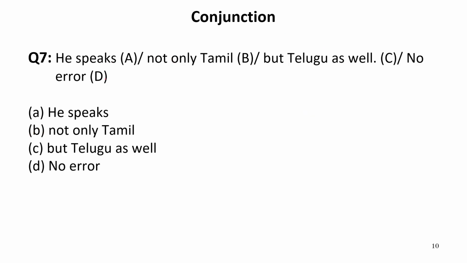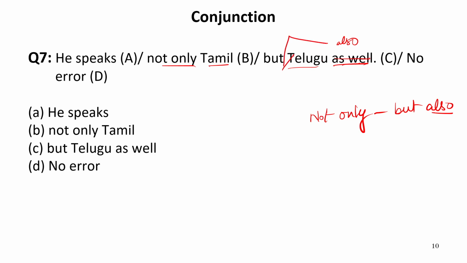He speaks not only Tamil but Telugu as well. Now again, not only is always used with but also, not any other conjunction. So in this sentence it is written but Telugu as well. Now as well also refers to also, but we need only one word, that is also. So we can write the sentence as he speaks not only Tamil but Telugu also, or but also Telugu. So also can be located or situated here as well. So it can be positioned here as well.